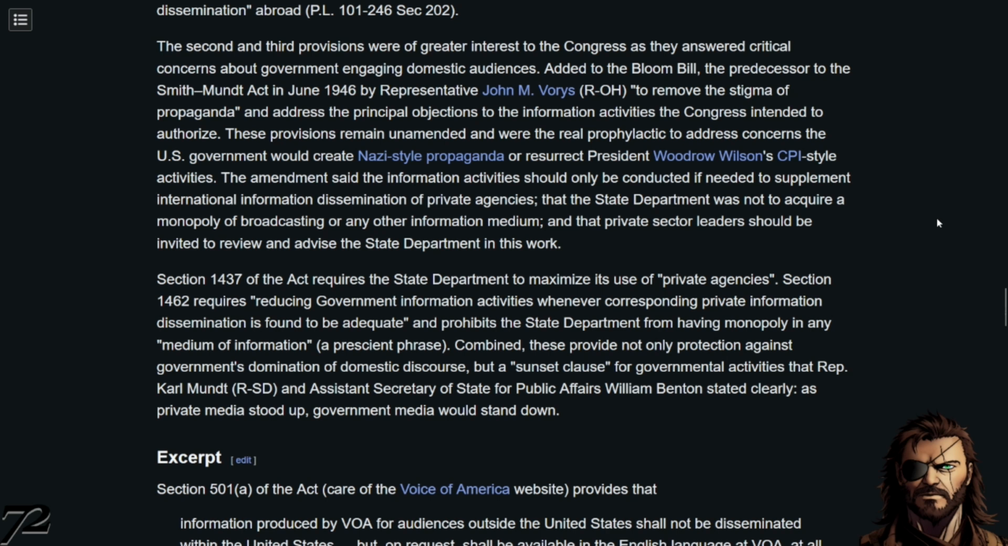Combined, these provide not only protection against government's domination of domestic discourse, but a sunset clause for governmental activities that Representative Karl Mundt, Republican of South Dakota, and Assistant Secretary of State for Public Affairs William Benton said clearly, "As private media stood up, government media would stand down."